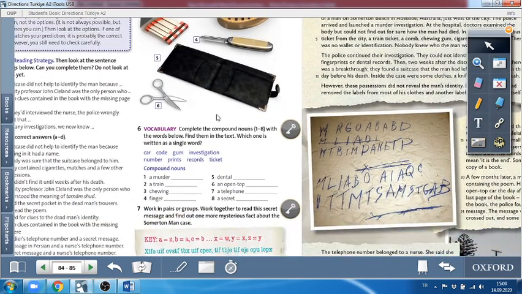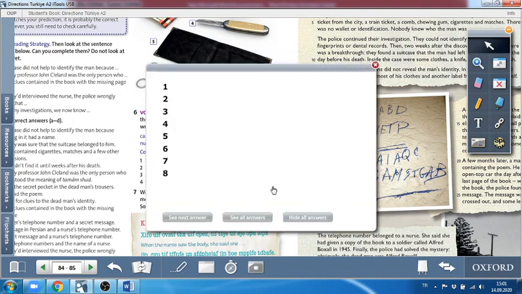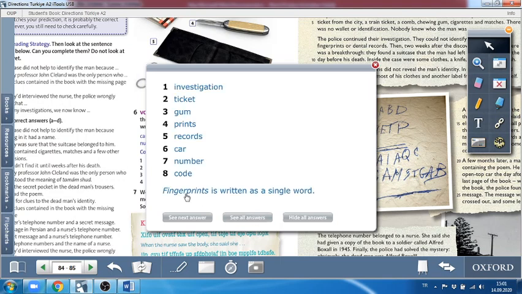And complete the compound nouns, bileşik kelimeler, with the words below. Find them in the text. Which one is written as a single word? Murder investigation, train ticket, chewing gum, finger prints, dental records, an open-top car, a telephone number, a secret code. So one of them is written together, not separately. Fingerprints is written as a single word together.